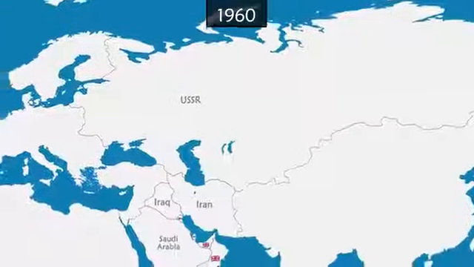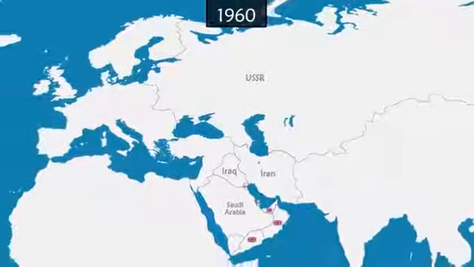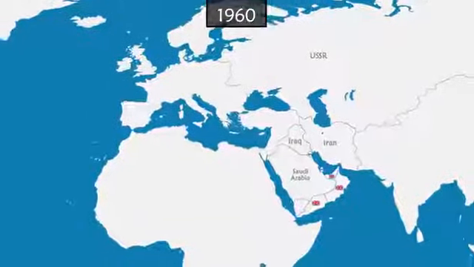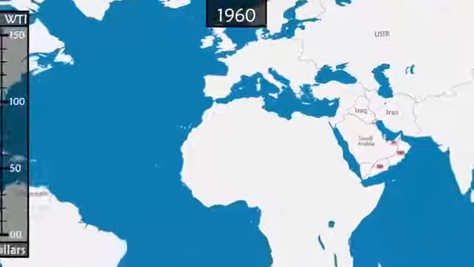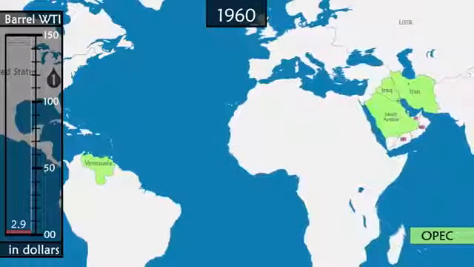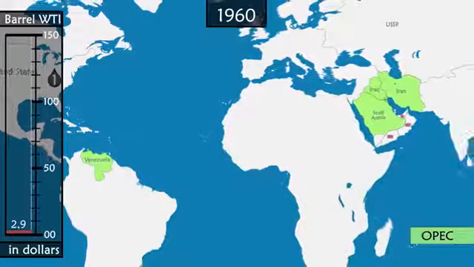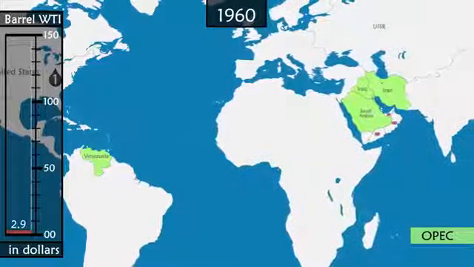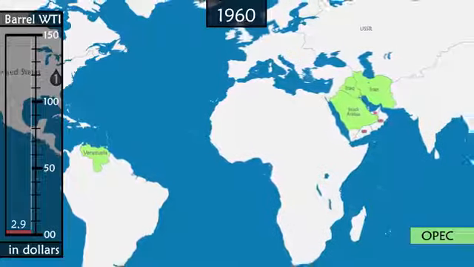Plentiful and cheap oil overtakes coal to become the primary source of energy in the world. So far, its price remains below $3 a barrel. Five major oil-producing countries decide to unite to derive more benefits. They create OPEC, the Organization of Petroleum Exporting Countries.